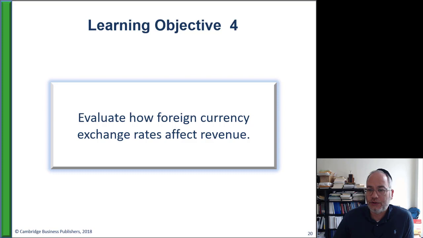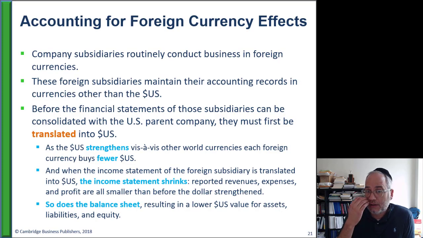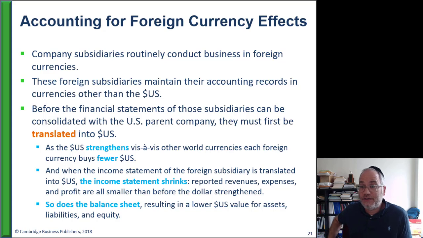Learning Objective 4 deals with foreign currency exchange rates. Specifically, if you have a sale in a foreign country that's denominated in a foreign currency, then the value of that sale is going to need to be translated into US dollars. And as the exchange rate changes, then the value of that sale is also going to change accordingly. So companies do conduct business in foreign countries using foreign currencies, and they keep their records in the local currency, and these need to be translated.